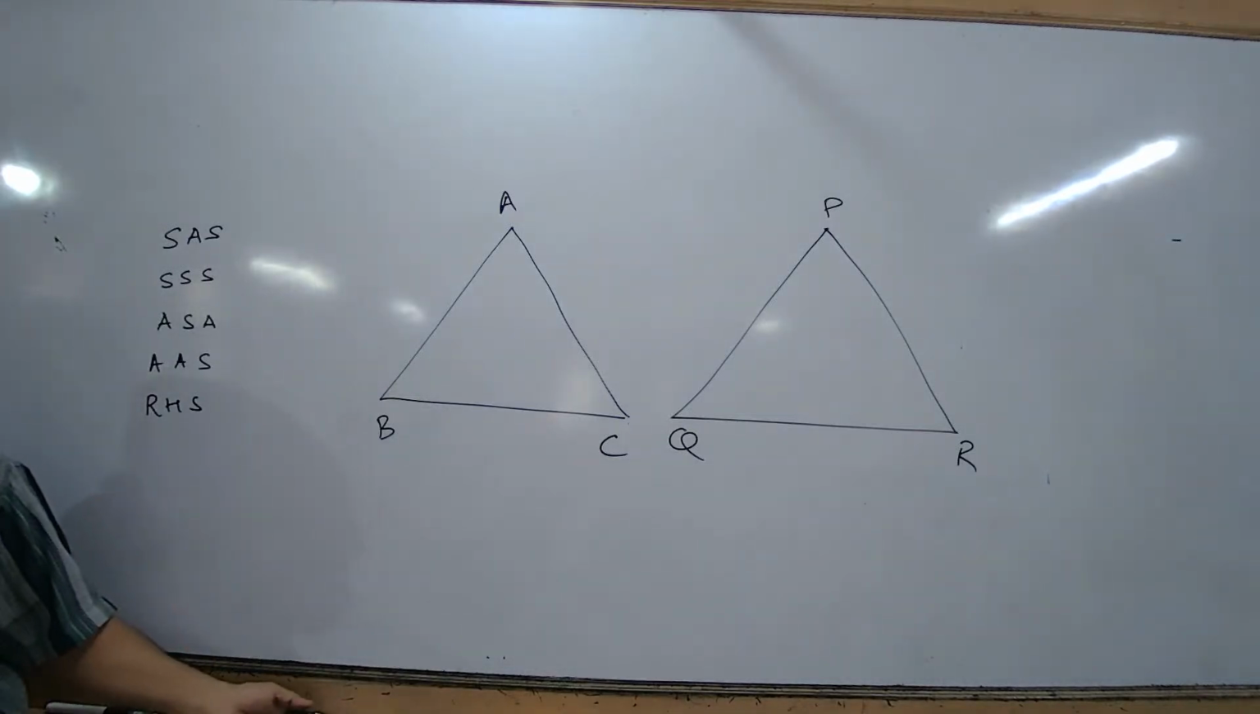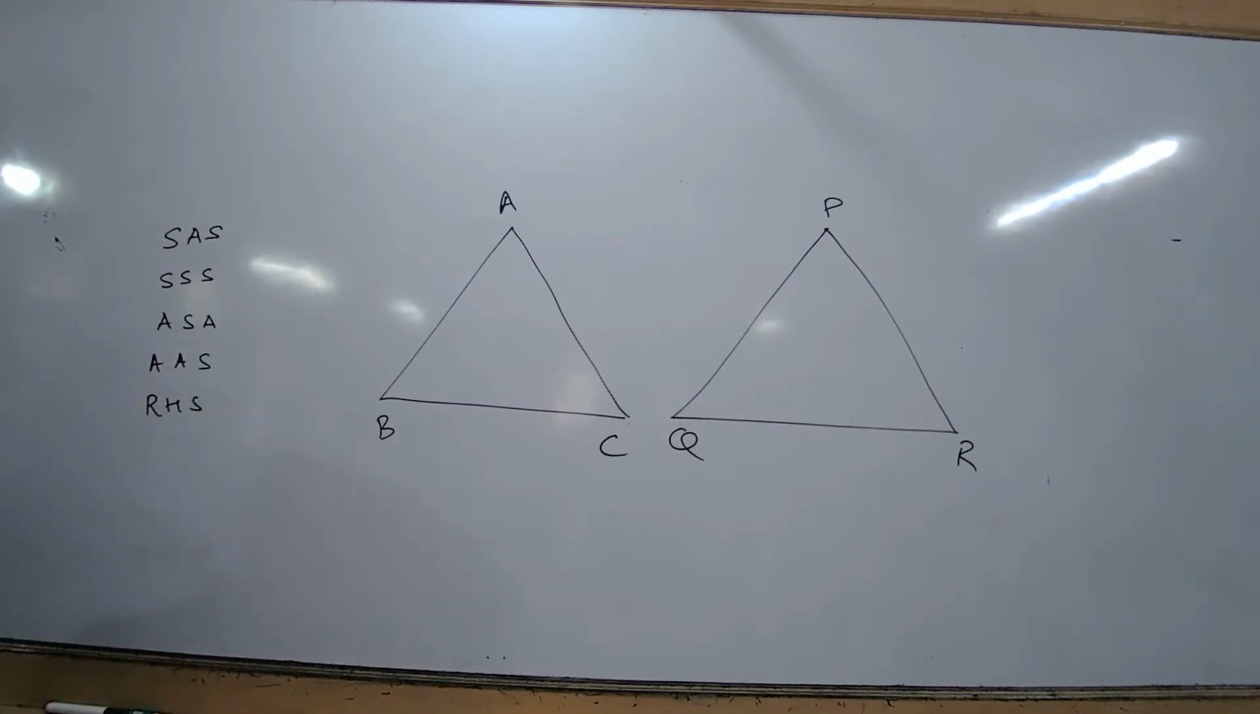What is the meaning of SSS? Corresponding sides are equal, then the two triangles are congruent. To prove by SSS, what should be given? AB equal to PQ, BC equal to QR, AC equal to PR. Therefore, triangle ABC is congruent to triangle PQR by the SSS congruence test.